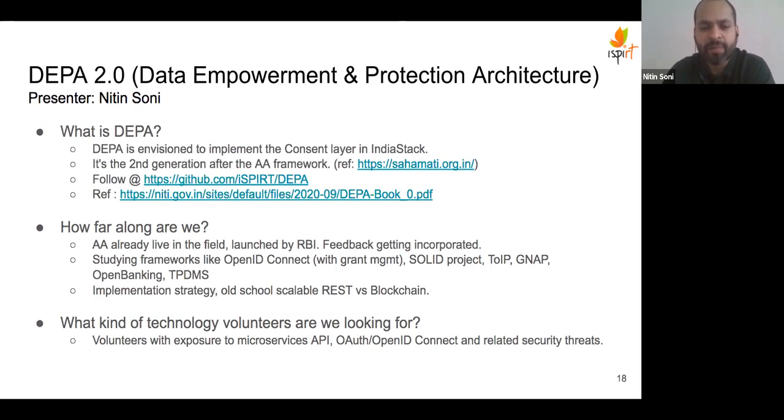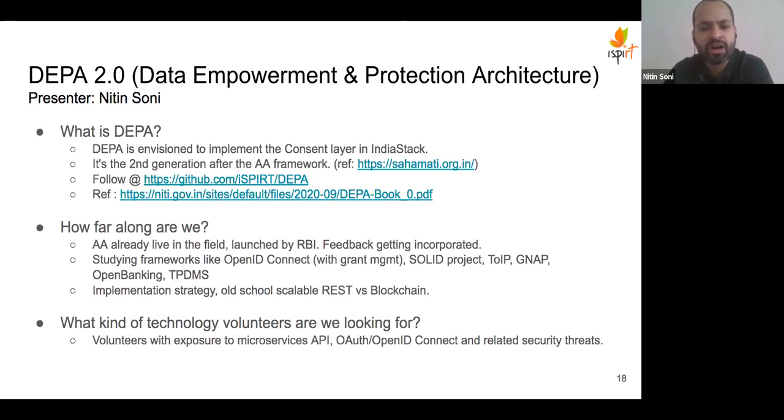And apart from this, internally, we are having debates on how we should go ahead and implement this DEPA. Should it be old school REST-based APIs, which have already been proven to be scalable massively, like in the case of Aadhaar, UPI, or DigiLocker? Or should we go ahead with a blockchain kind of thing, which comes with its own features like immutability and distributed nature?